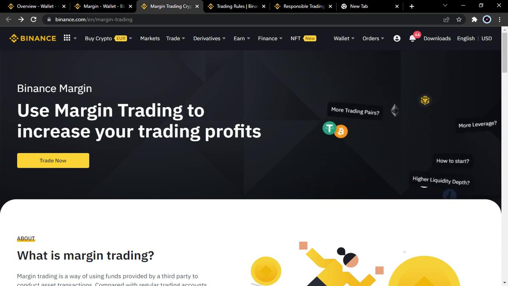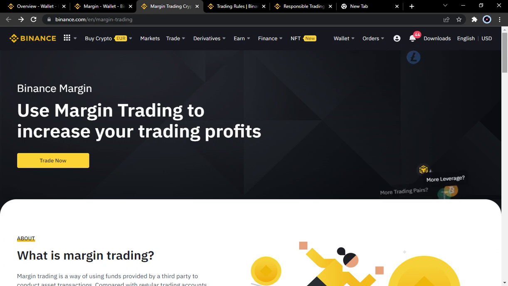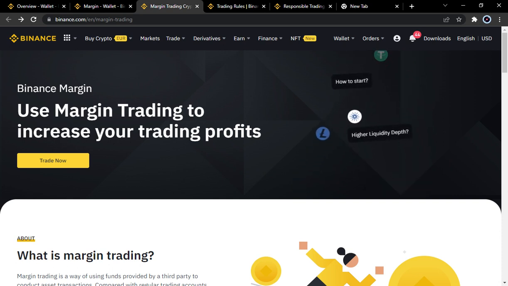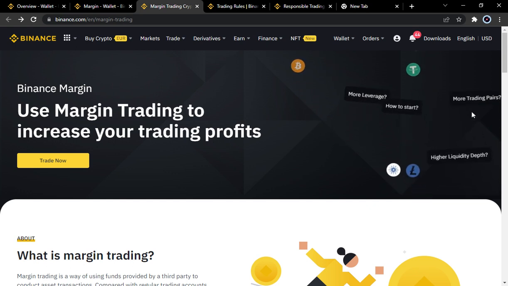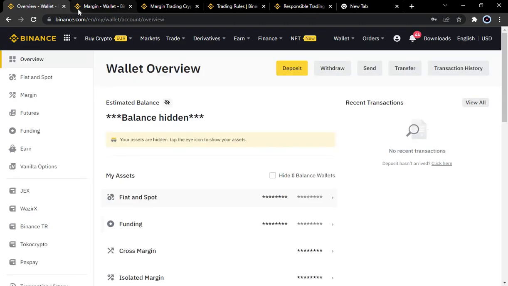We're looking at the promotion period, the rules associated with it, as well as other reasons that you should participate on the Binance margin. So you can see here that you can use margin trading to increase your trading profits, and these are some of the basic benefits or utilities. You get more leverage, there's a way to start here. There's also more trading pairs, there's a high liquidity depth, and more. So these are some of the criteria or characteristics of Binance margin.